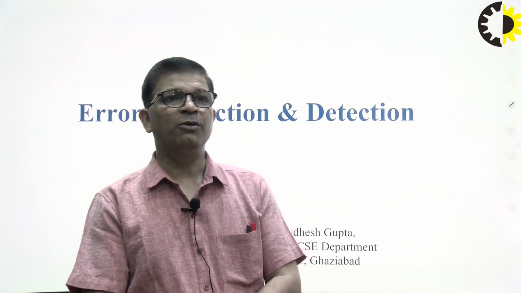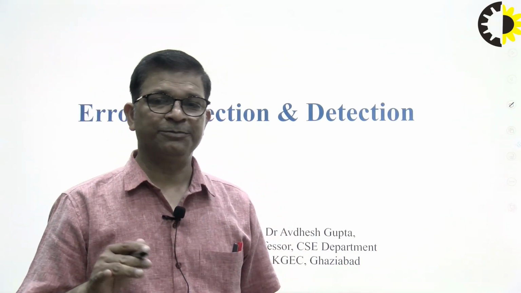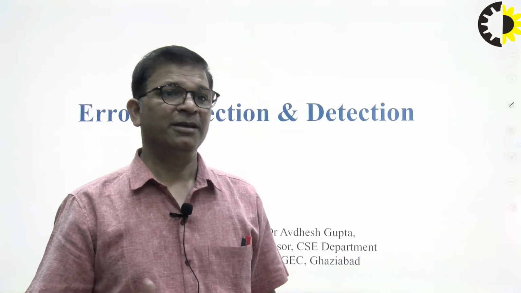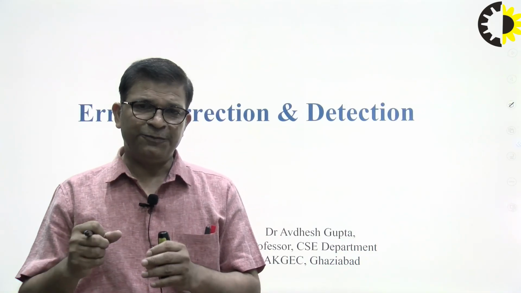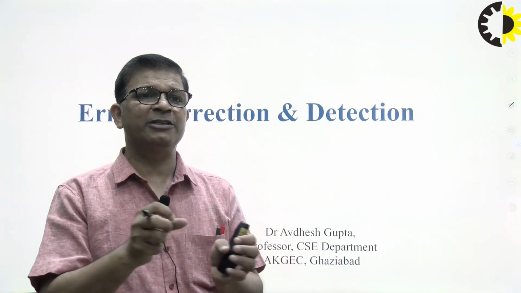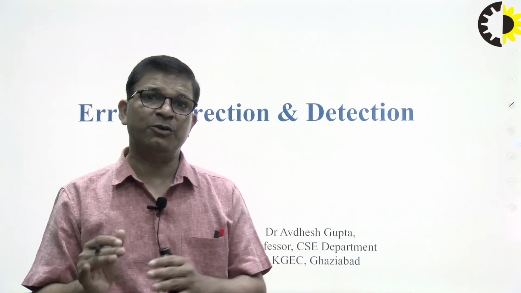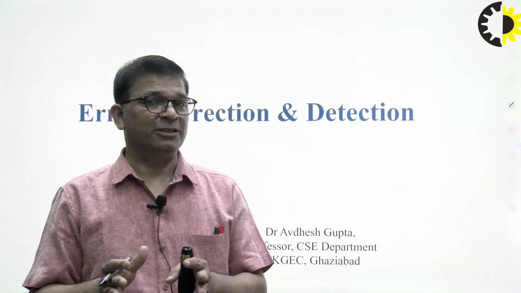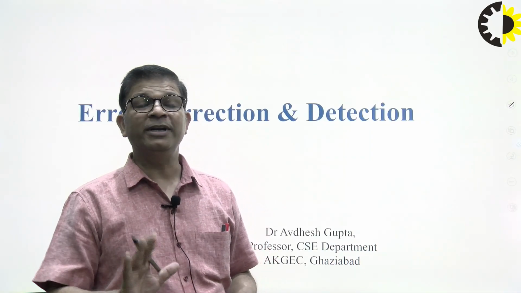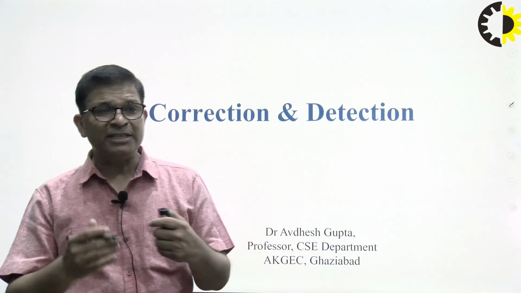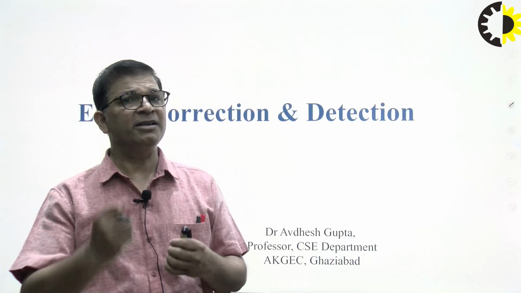So you all know what is error. In computer networks, or in mathematics, error means something has been changed. If this is the actual thing and this is what you received, the difference between the actual and the one you received, the observed one, is called the error. How can you detect it? If you are receiving something different from what you are sending, it means we are receiving some erroneous data.